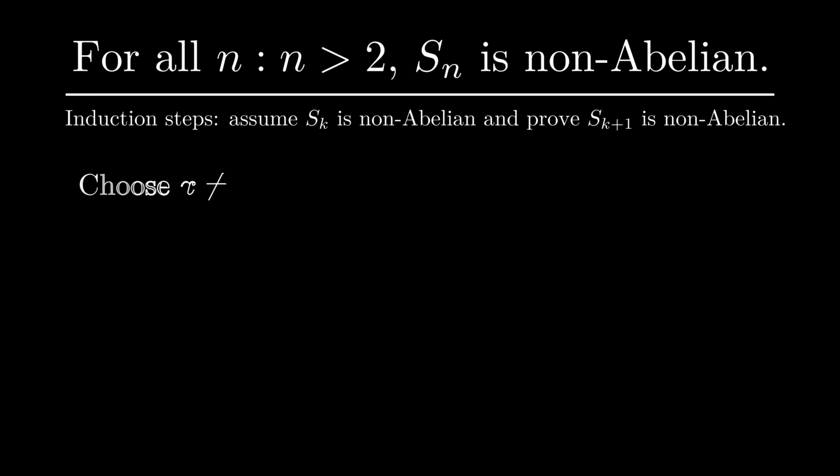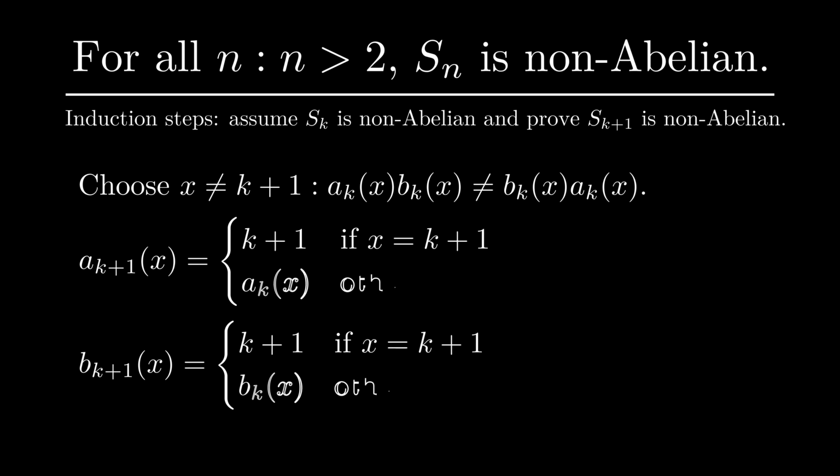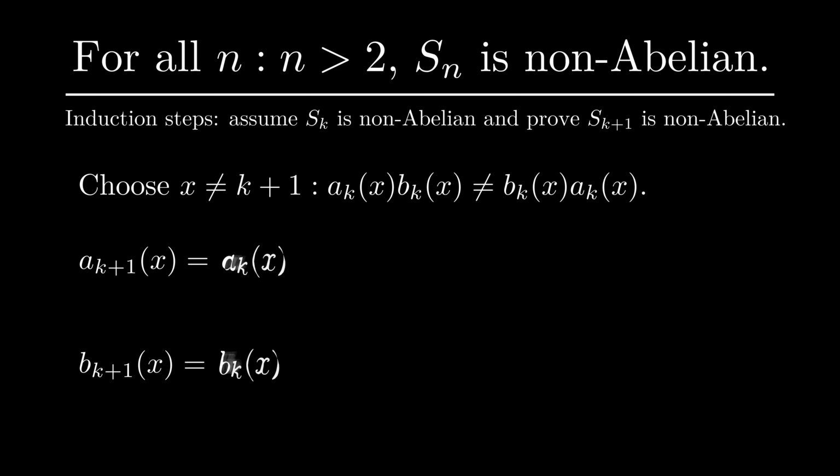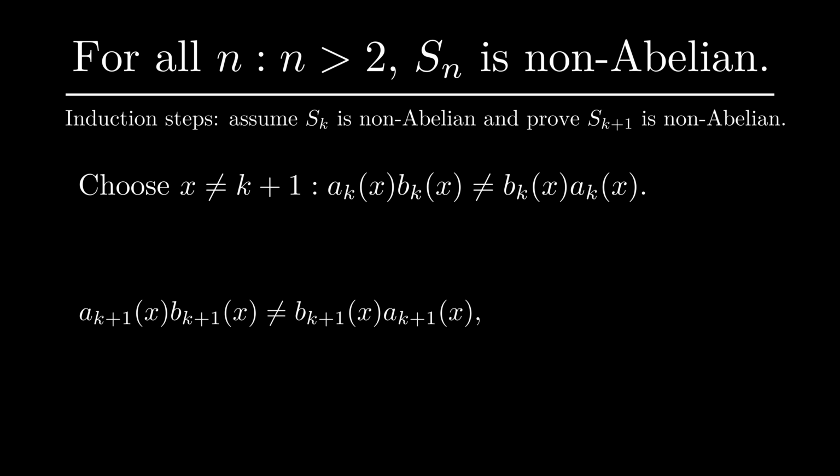Since k plus 1 maps to k plus 1, we can write this as a piecewise function definition. So for each, it's just k plus 1 if x equals k plus 1. Otherwise, it's just a sub k or b sub k. Now we choose some x not equal to k plus 1 that doesn't commute according to a sub k and b sub k. According to the piecewise function definition from earlier, a sub k plus 1 of x is just a sub k of x, and similarly for b sub k plus 1. Therefore, a sub k plus 1 and b sub k plus 1 do not commute either, and so s sub k plus 1 is not abelian as well.